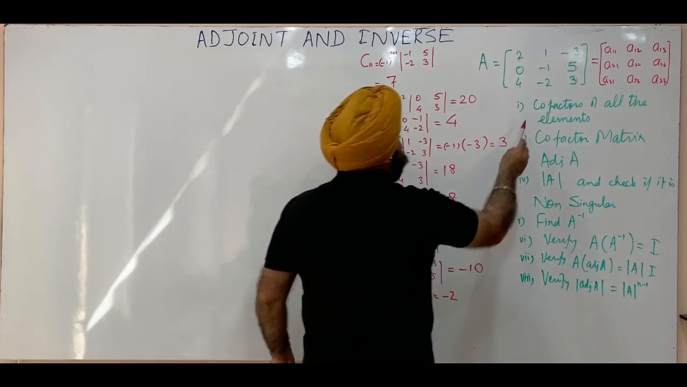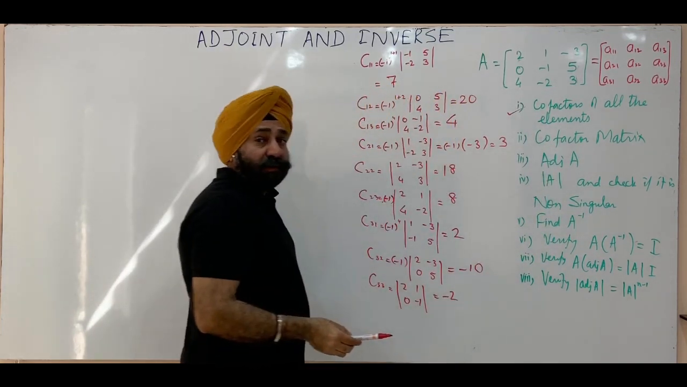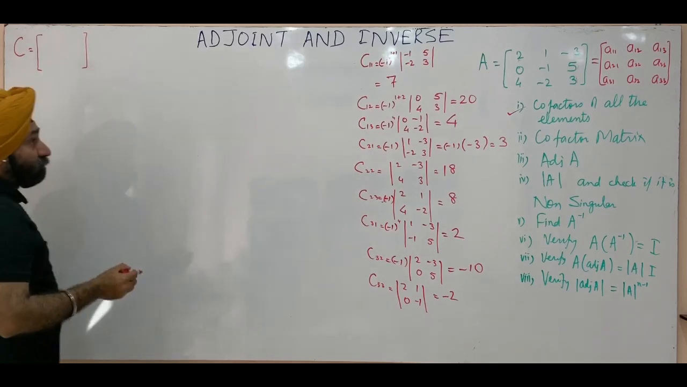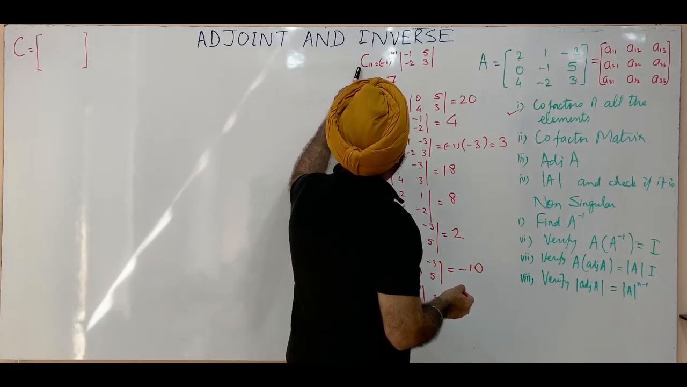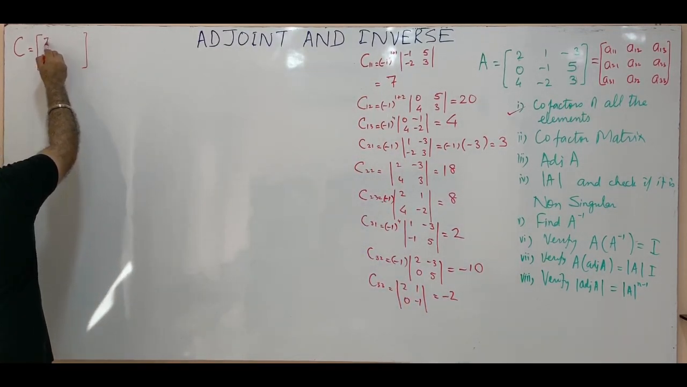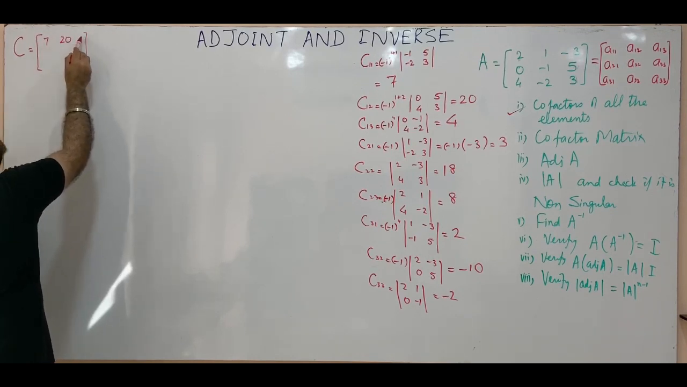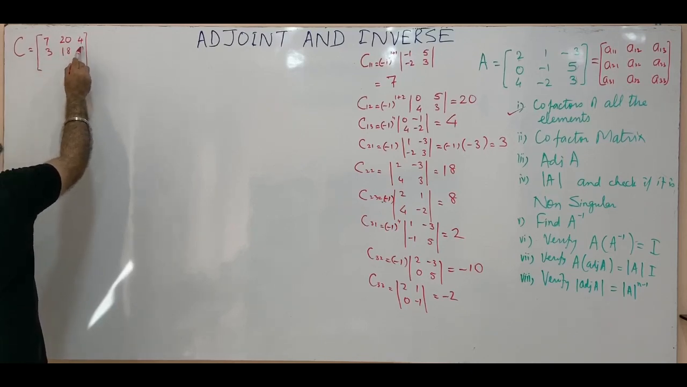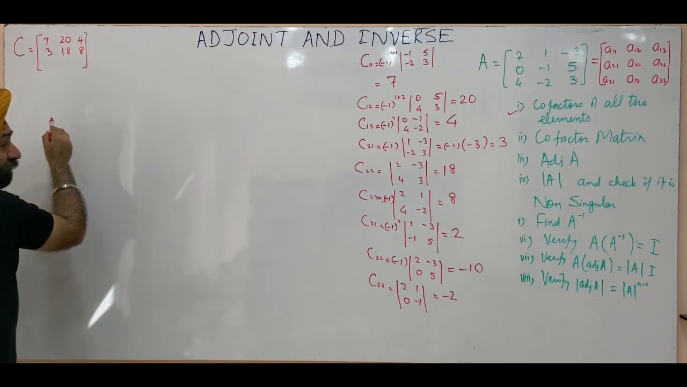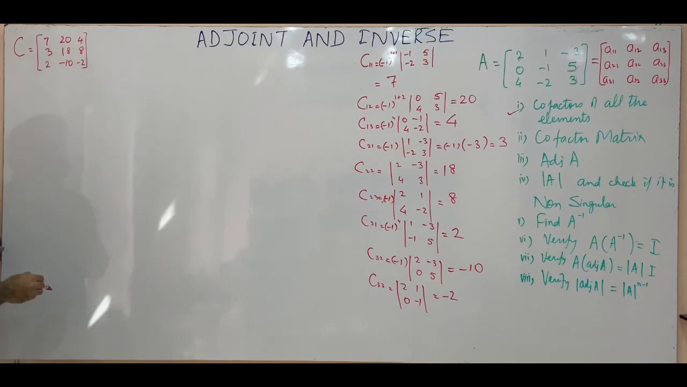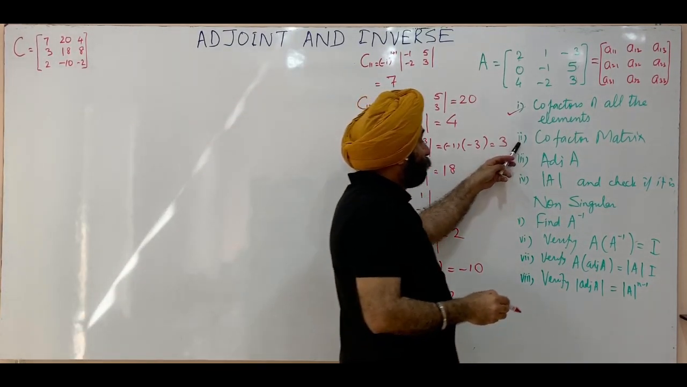So this part is done. We have to write the cofactor matrix. This is the cofactor matrix. We replace each element by its cofactor. So the cofactors of the elements of the first row are 7, next is 20 and then 4. Then 3, 18, 8, and then we have 2, minus 10 and minus 2. So this is the cofactor matrix.